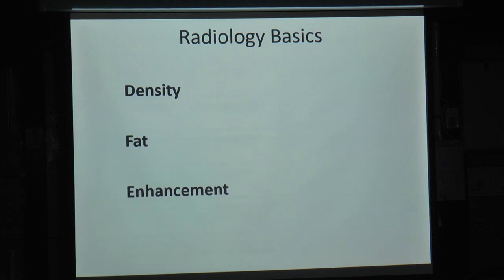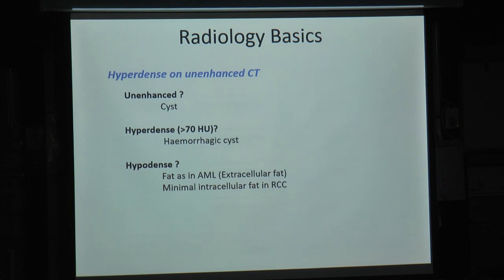So coming back to three fundamentals: density, fat, and enhancement. Let's see how we can apply them. So hyperdense on an unenhanced CT. If you have an unenhanced mass, it's a cyst. You can verify that with ultrasound or MRI. MRI is very good for picking up cysts. If you have hemorrhagic cysts, it will be hyperdense, with more than 70 HU fluid in it.